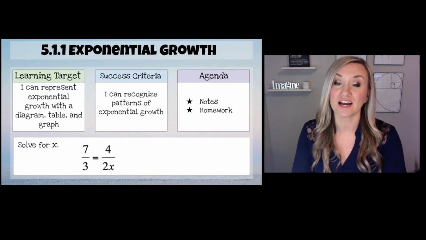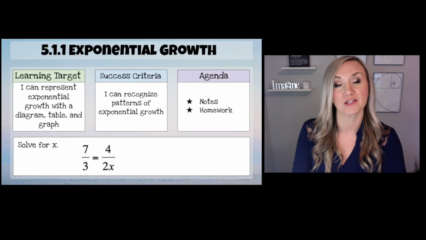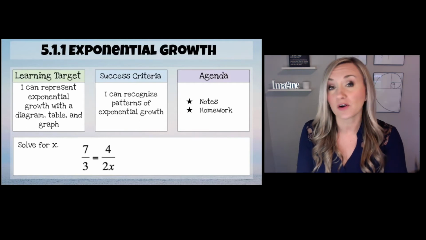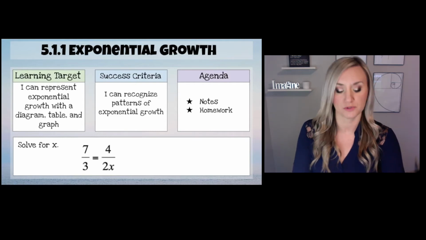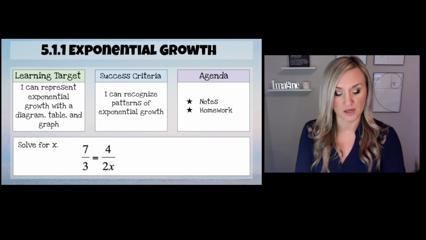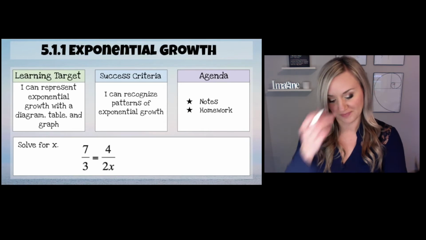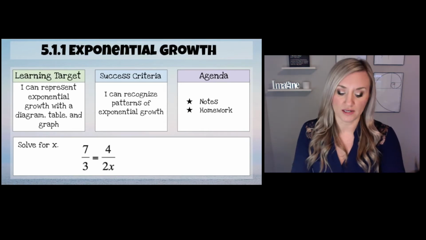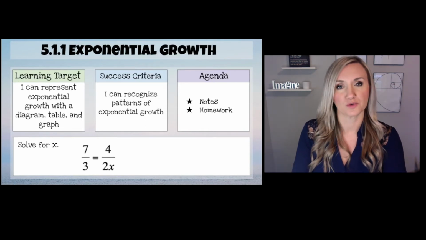Today we're in section 511 and we're going to be talking about exponential growth. So today for our learning target, I want you to be able to represent exponential growth with a diagram, a table, and a graph equation. I also want you to recognize patterns of exponential growth.